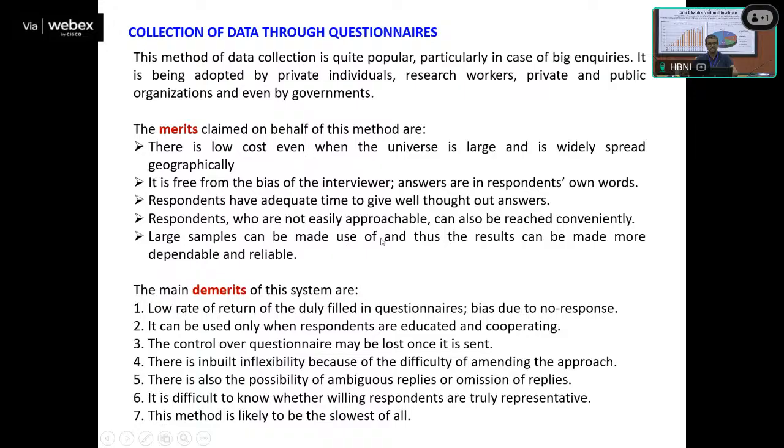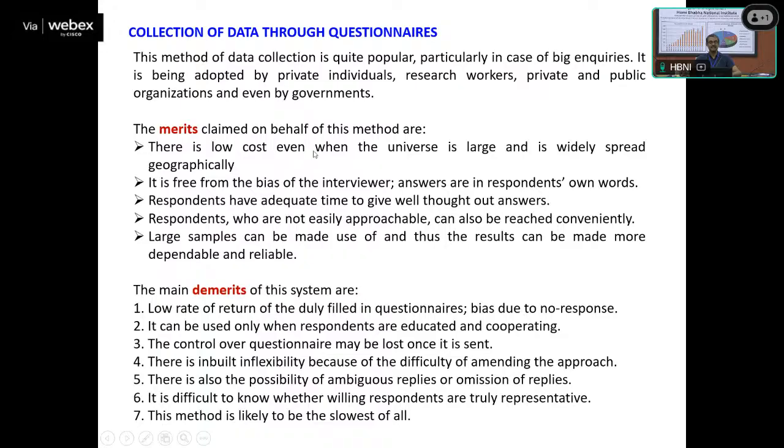Large samples can be made use of, and thus the results can be made more dependable and reliable. So what is the benefit of a large sample? The primary data that you have collected through the questionnaire is more dependable, bias-free, and reliable, because the number of respondents you can collect is huge. The population is widespread or diverse, and individual bias can be removed based on the large sample. But there are certain demerits.